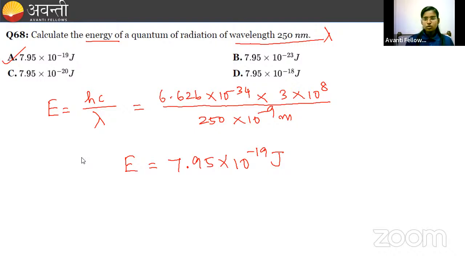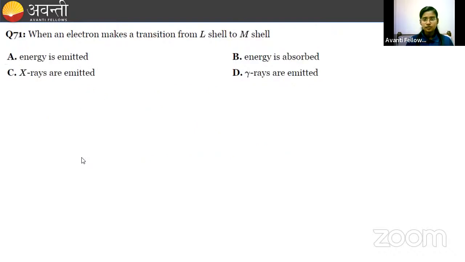Now coming to question number 71. When an electron makes a transition from L shell to M shell, what happens? So L shell is the lowest energy containing shell. This is shell L, and M will be higher than L. So K will be lower than L. K, L, M, N, like this it goes on, right?